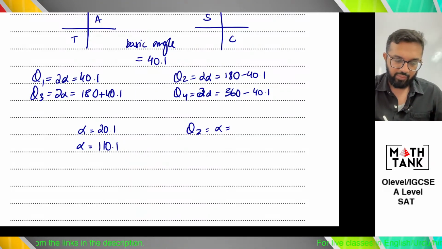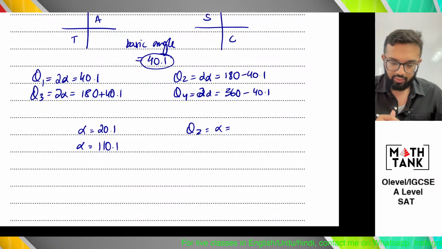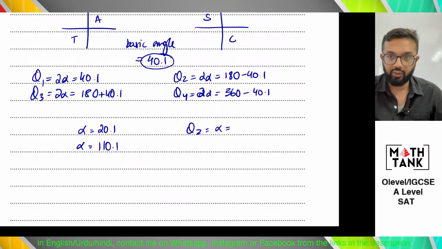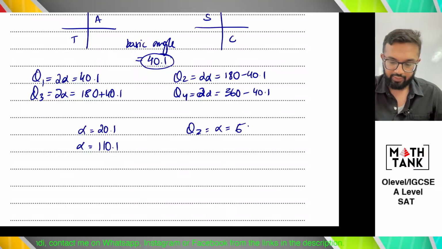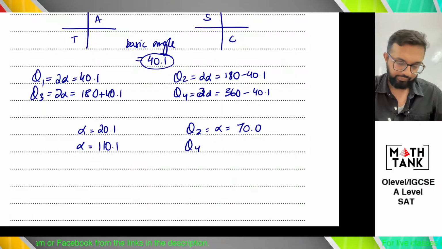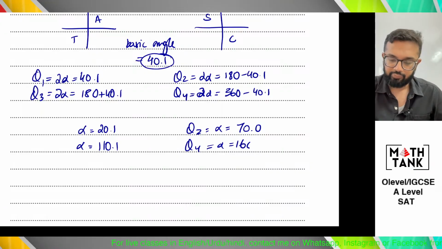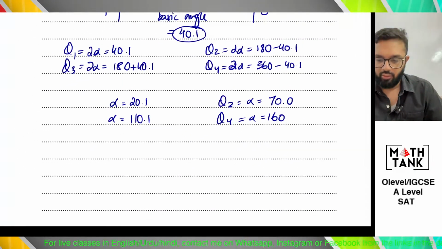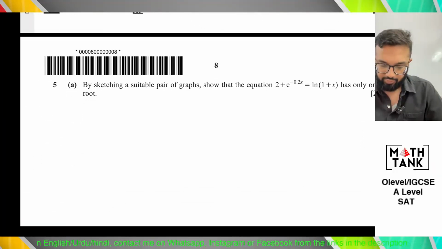What the examiner has done is the alpha is more accurate. The basic angle is more accurate, basically, which is why I have a small difference from the marking scheme. Okay, that's question number 4.